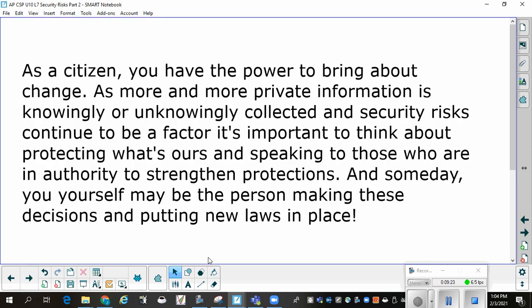As a citizen, you have the power to bring about change. As more and more private information is knowingly or unknowingly collected and security risks continue to be a factor, it is important to think about protecting what's ours and speaking to those who are in authority to strengthen those protections. And someday, you yourself may be the person making these decisions and putting new laws in place.